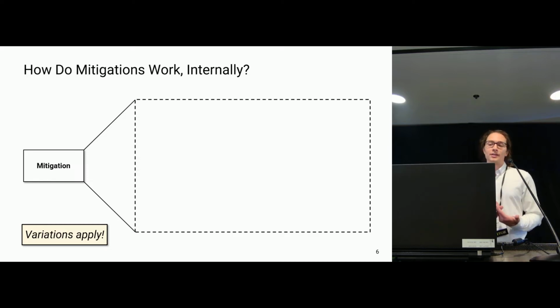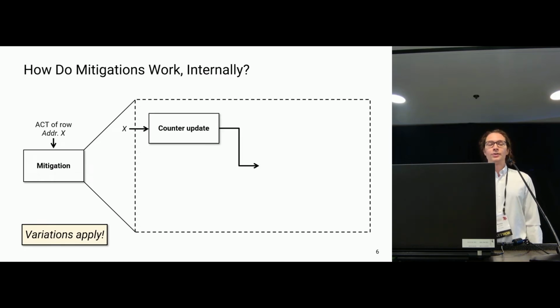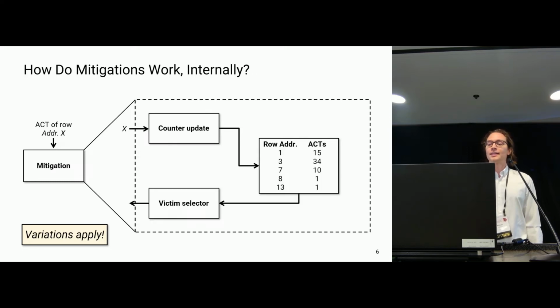How do mitigations work internally with a bit more detail? Well, of course, variations apply depending on vendors. But generally, when there is an activation, the address of the row is used to update somehow some counters that are internally stored. And then eventually, when there is time to perform this TRR event, a victim selector chooses which rows are considered to be under attack.